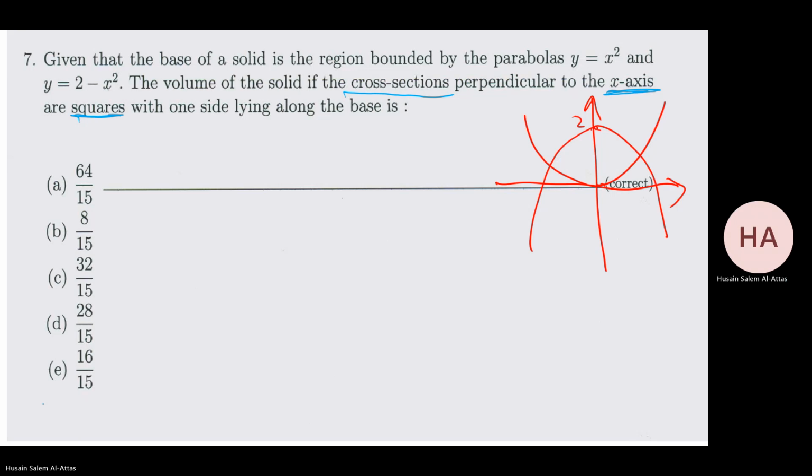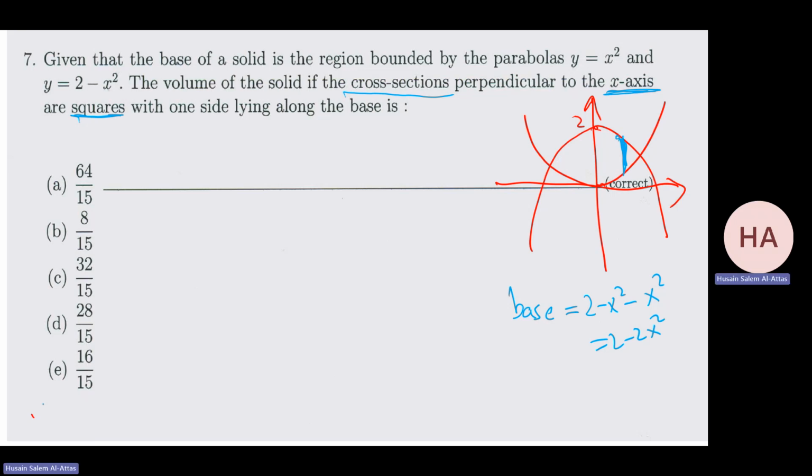Now, I want the cross section to be perpendicular to the x-axis, so my line is this. This is the base. So the base will be 2 minus x squared, minus x squared, and that is 2 minus 2x squared. That will be the base.